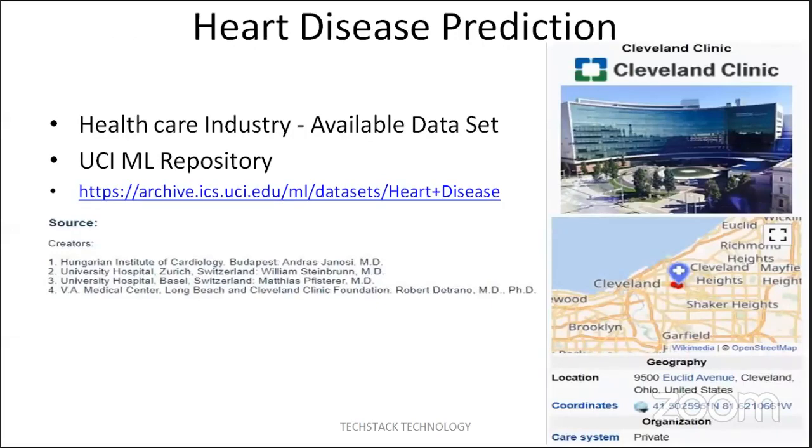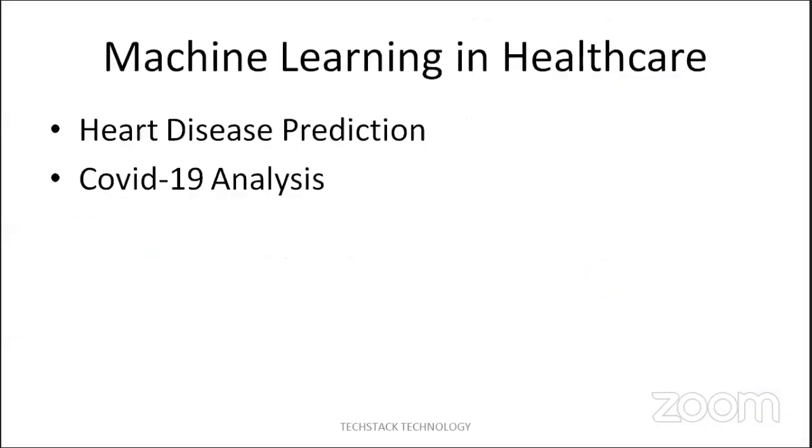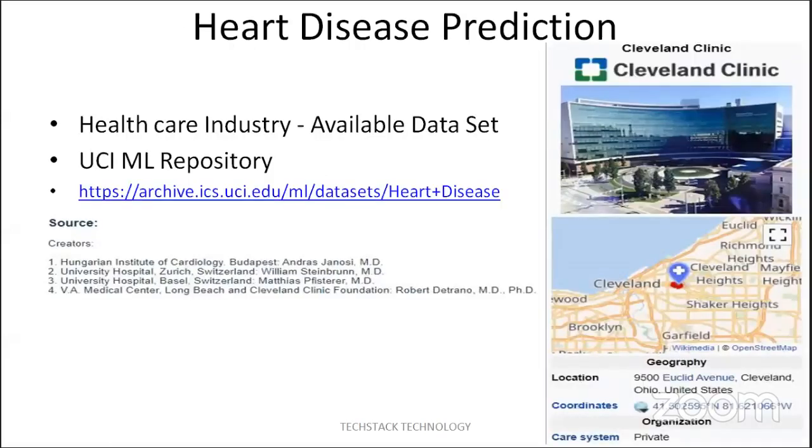So first we are looking at heart disease prediction. Okay, that is a very old thing, a very interesting thing also. Then we are moving to COVID-19. For heart disease prediction, a lot of data is available. Cleveland Clinic, one of the best clinics, even the biggest clinic in the world, which is in the US, is collecting a huge volume of data for heart disease.